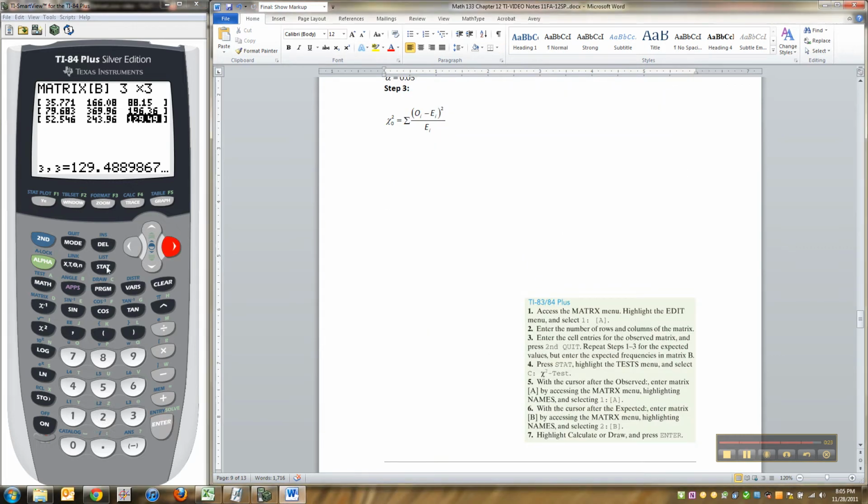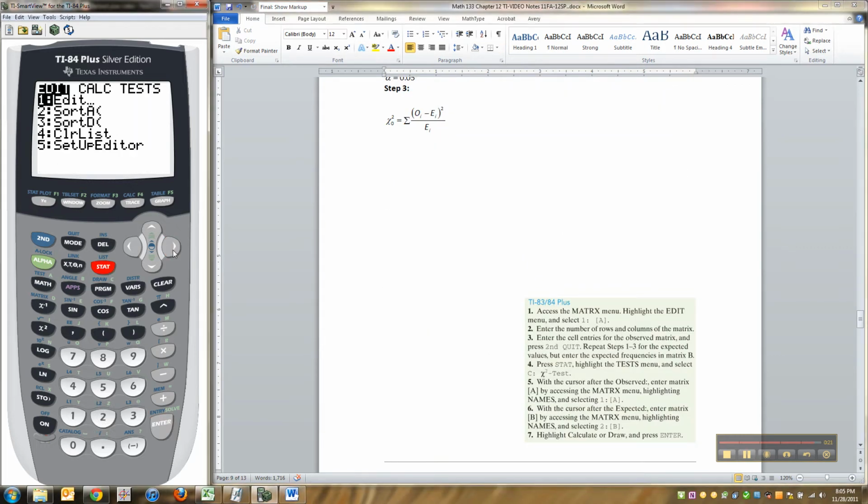Great. Now that I've got them all typed up, I can go to Stat, go to Tests. I'm going to choose letter C, which is the chi-square test, right there. Enter. It's saying your observed is in A, your expected is in B. You go down to Calculate, and there's your chi-square value and your p-value. All done.